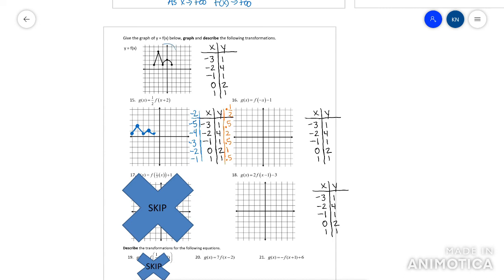So as you can see, if you look at the parent function, this first transformation compressed it vertically by a half, and then this transformation was a horizontal shift left 2.